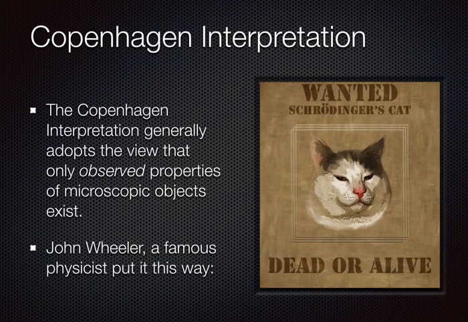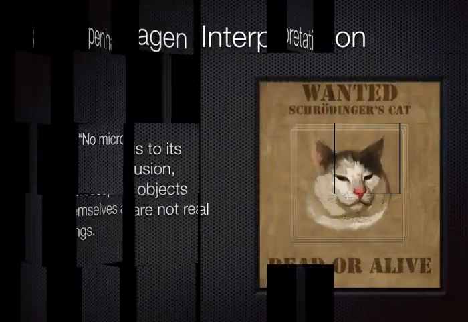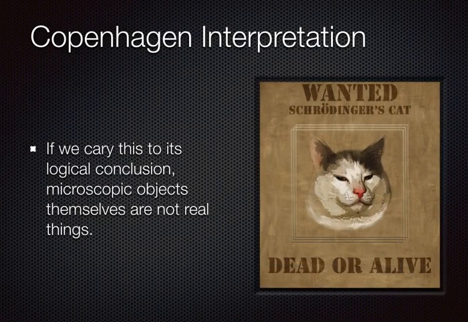Now, John Wheeler, we'll hear about him more later. He's another really famous physicist. He said this: no microscopic property is a property until it's observed. So, if we carry this to its logical conclusion, microscopic objects themselves are not real things. Okay, now we're going to run into trouble.